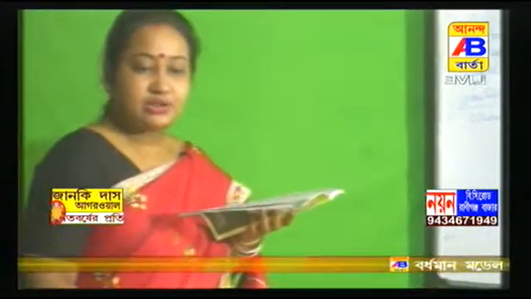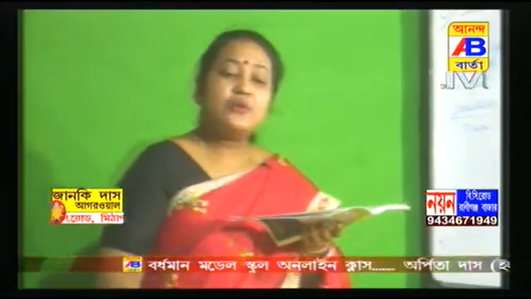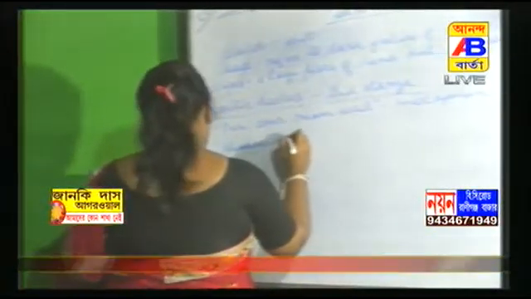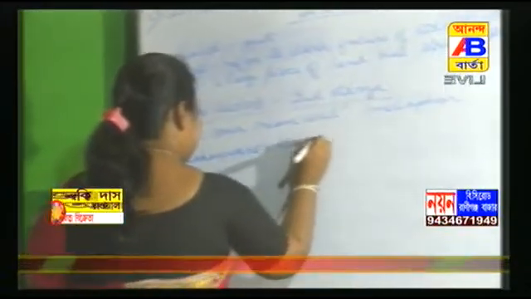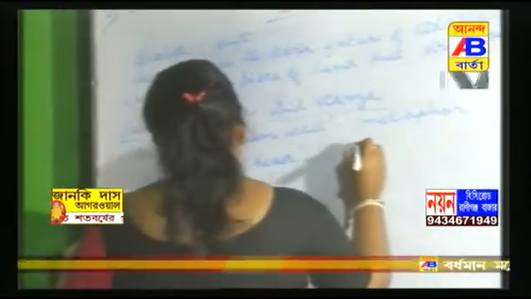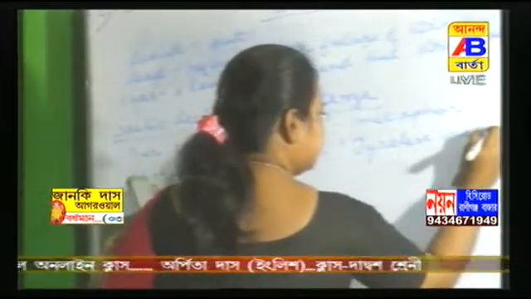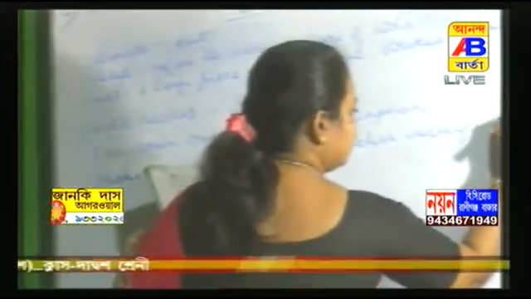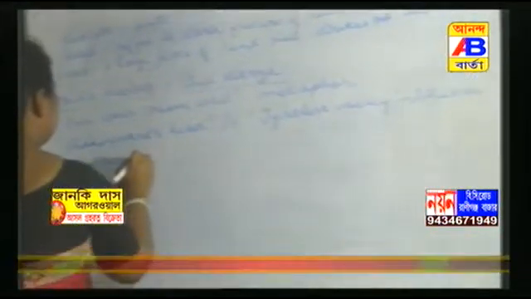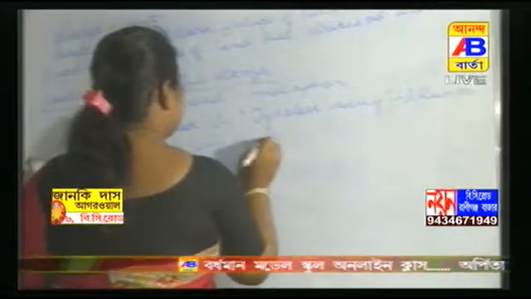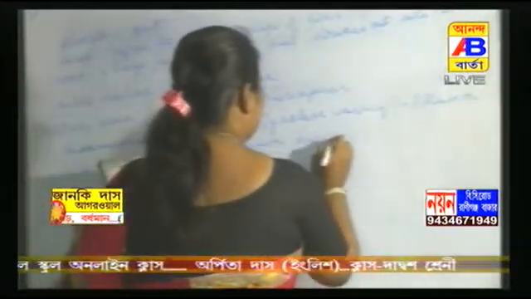Next is allusion. Allusion, already I have told you, is a reference to a well-known person or place. There are two allusions. One is Shakespeare's head, and the next one is Tralee Valley. This is the name of a person, this is the name of a place. These are allusions. What is the meaning of allusion? I am writing down: a reference to a well-known person or place.